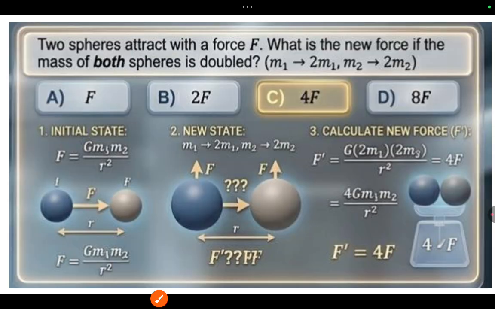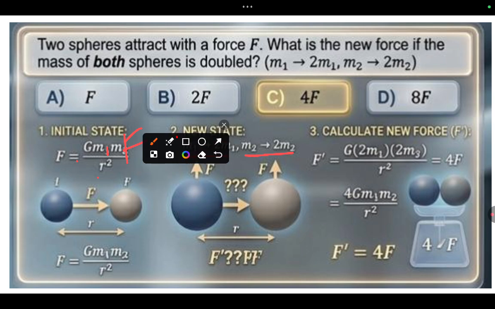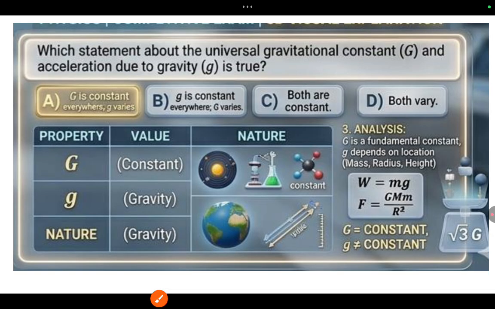Next, two spheres attract with force F. What is the new force if the mass of both spheres is doubled? There is no change in r. F is proportional to m1 m2 by r square, and m1 changes to 2m1, m2 to 2m2, with no change in distance. So 4 m1 m2 by r square, upon simplification, gives 4F. There will be a 4 times change.